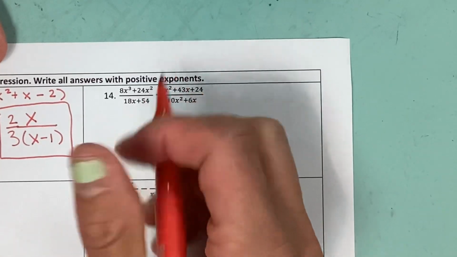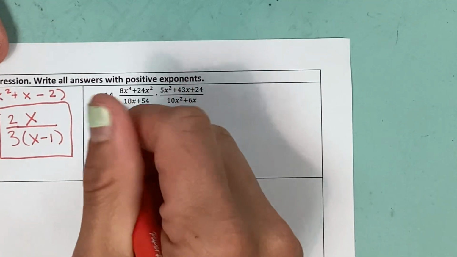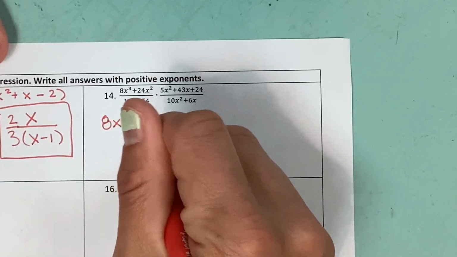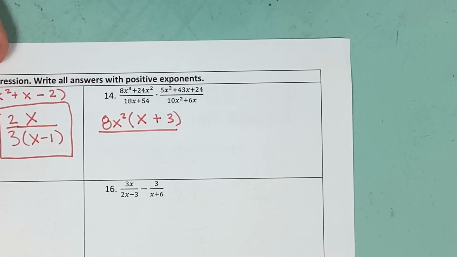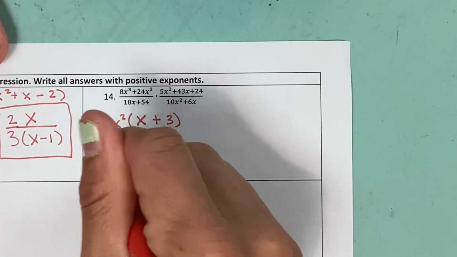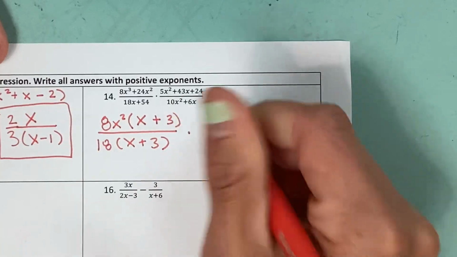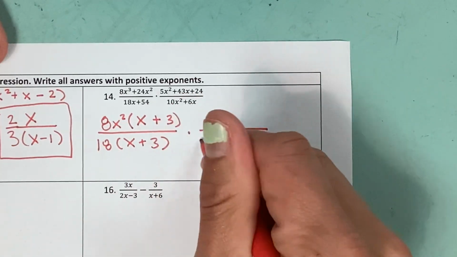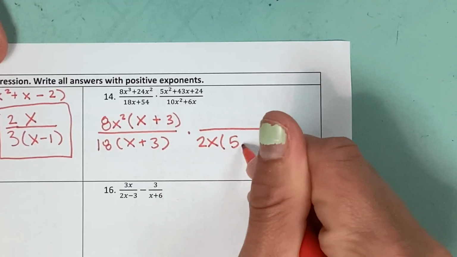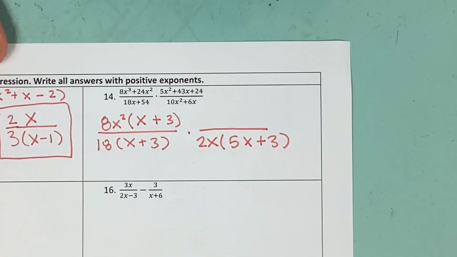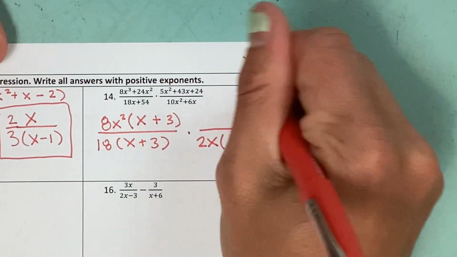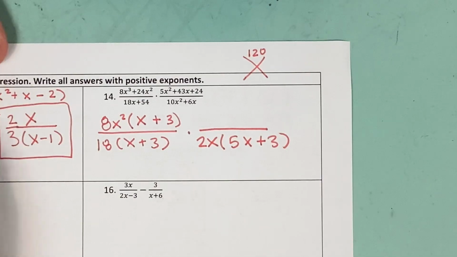All right, over here, we're going to factor everything. So I can take an 8x squared out of the top, and I'm left with x plus 3. I can take an 18 out of the bottom, and I'm left with x plus 3. Down here, I can take a 2x out, and I'm left with 5x plus 3. All right, and then over here, we're going to bottoms up. 24 times 5 is going to give you 120. So two numbers that multiply to give you 120, but add to give you 43.